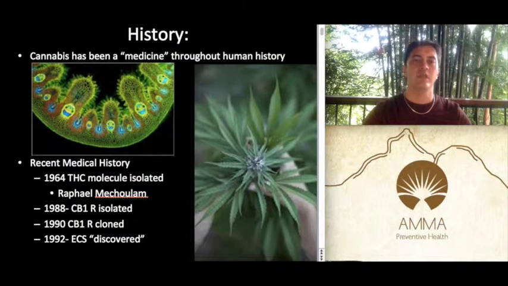Throughout history, cannabis has been used as a medicine. And more recently, in 1964, the THC molecule was isolated by Dr. Raphael Mechoulam. In 1988, the cannabinoid 1 receptor was isolated, and in 1990, cannabinoid 1R was cloned. This led to the discovery of what is today known as the endocannabinoid system as recently as 1992.